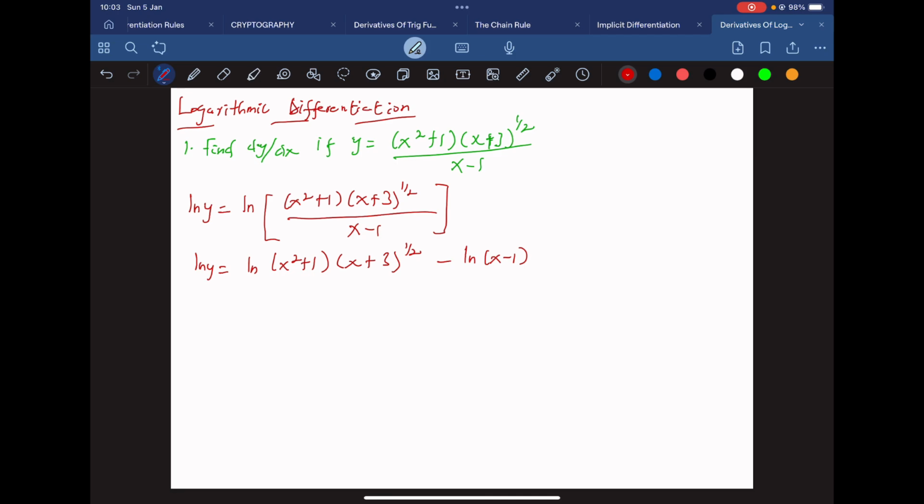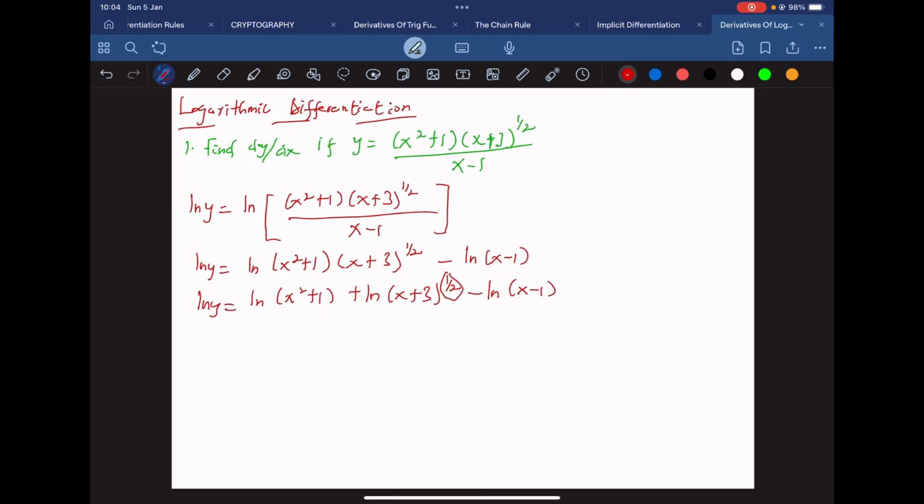Now that we have this, note that these two are multiplying, so we can separate them by adding. So we can have natural log of y is equal to the natural log of x squared plus 1 plus the natural log of x plus 3 exponent 1 half minus natural log of x minus 1. One property of logarithm is whenever you have an exponent, you can bring the exponent in front of the expression. So this is how it works.